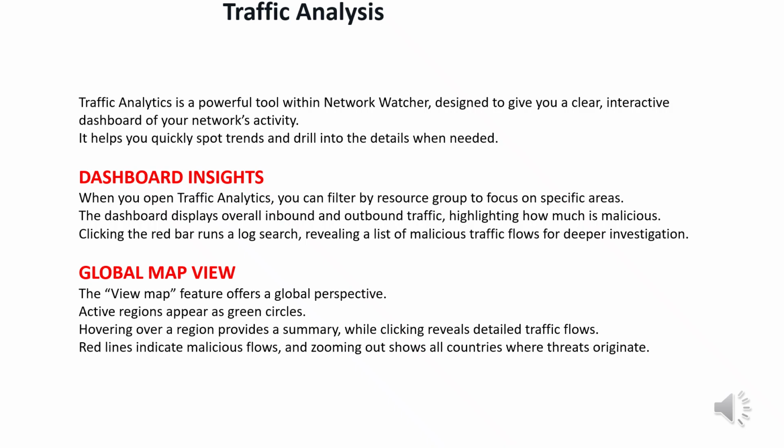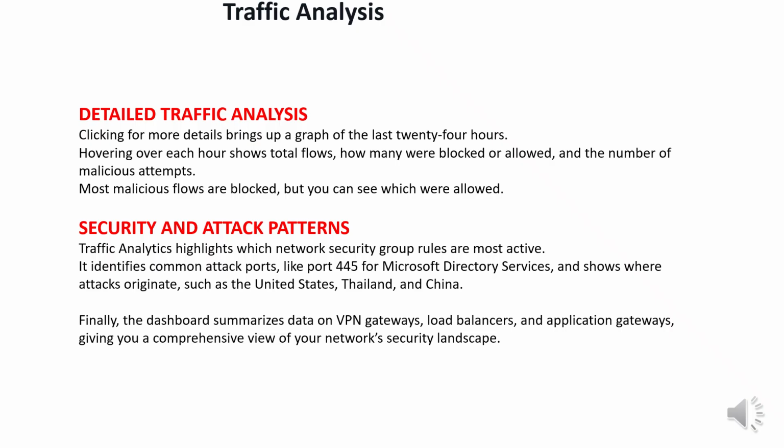The View Map feature offers a global perspective. Active regions appear as green circles. Hovering over a region provides a summary, while clicking reveals detailed traffic flows. Red lines indicate malicious flows, and zooming out shows all countries where threats originate. Clicking for more details brings up a graph of the last 24 hours.